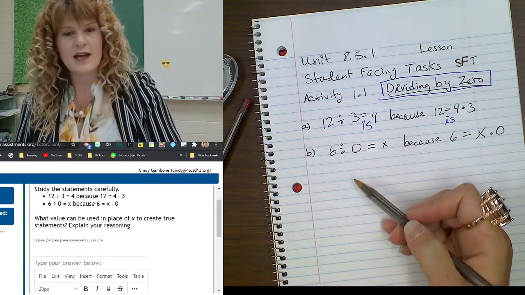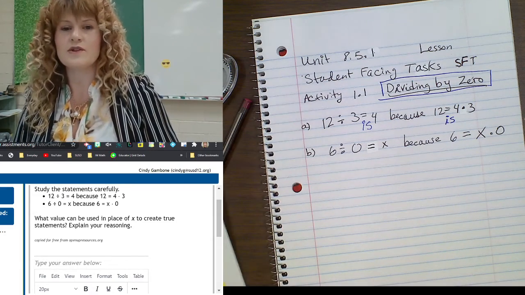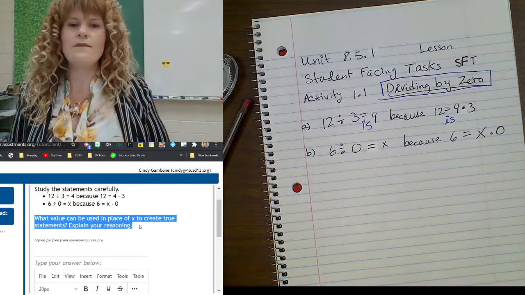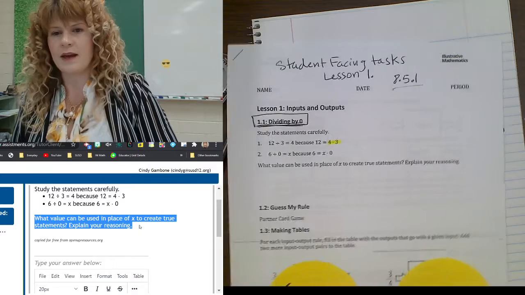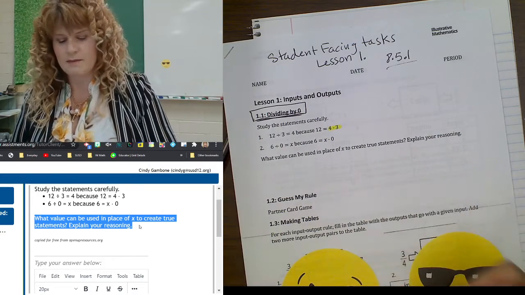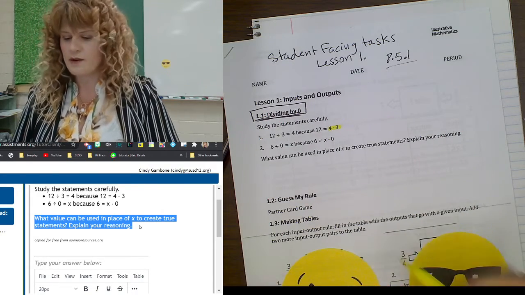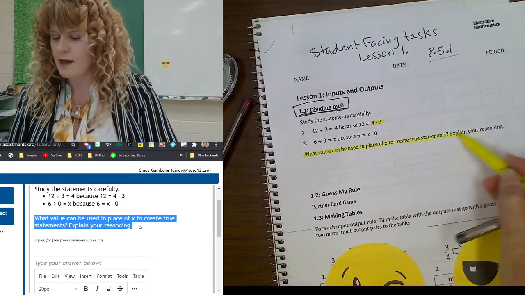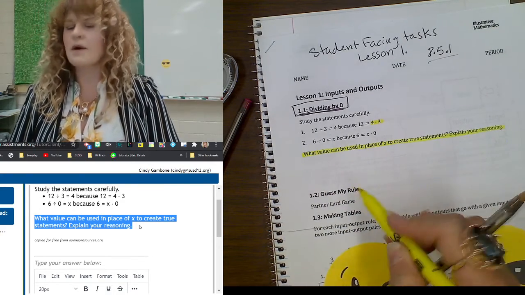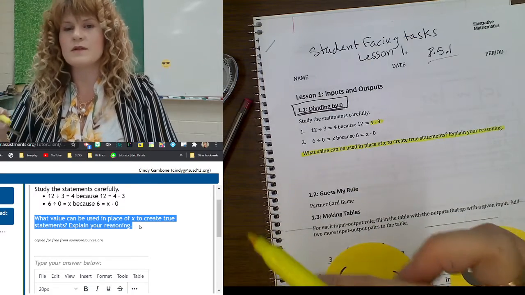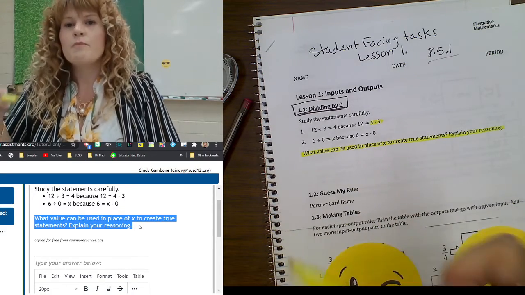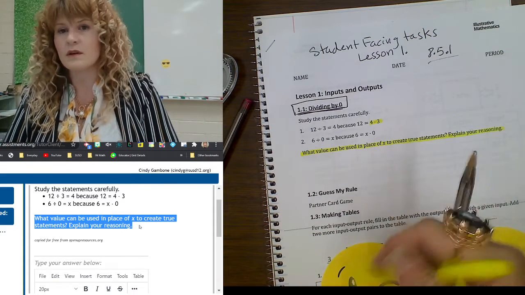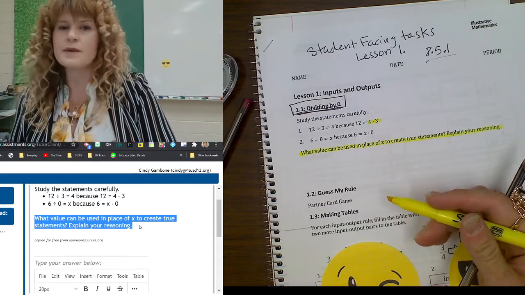Okay, the question asks you, and you're going to see it on your screen, so look right here. There. What value can be used in place of X to create true statements? Explain your reasoning. And that same question is on the paper that I gave you. The paper matches the assignment in Google Classroom, but I'm only grading what you input into the computer. I'm not collecting the papers back.